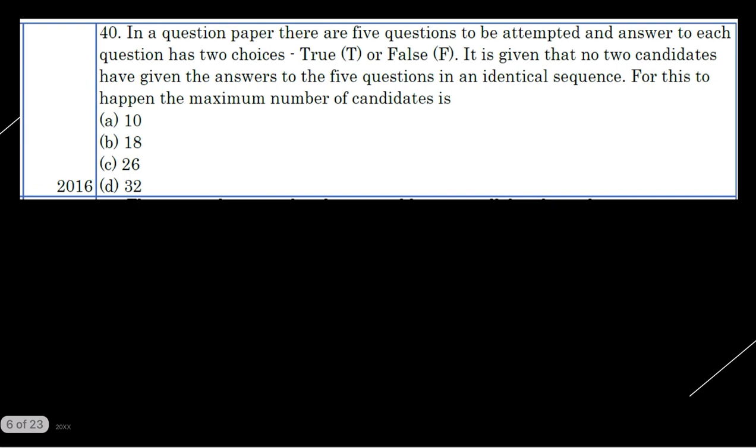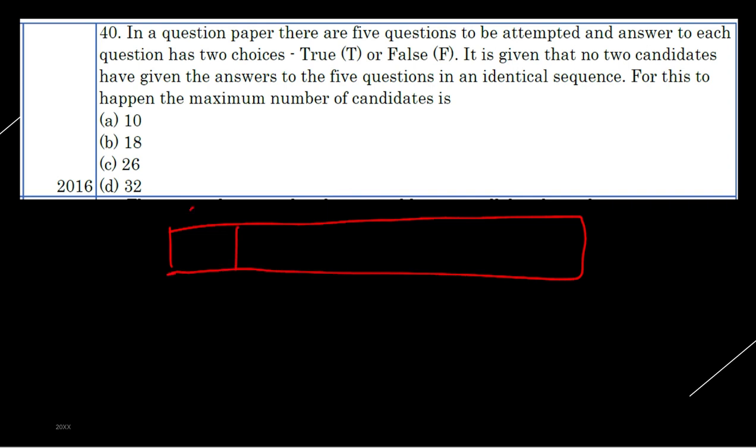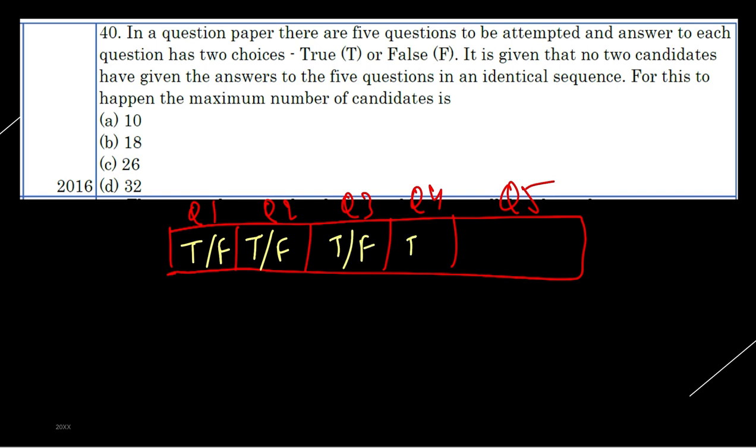Moving on, next question. In a question paper, there are 5 questions. So there are 5 questions in the exam. Question number 1, question number 2, question number 3, question number 4, question number 5. Right? So all the options have either the answer true or false. Only these 2 answers are possible. There is no other answer.